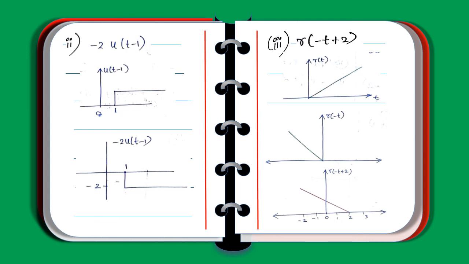You can follow the other order, that is from r of t, you can get r of t plus 2 first and reflect it. You can try it by yourself and see if you are ending up with the same result.